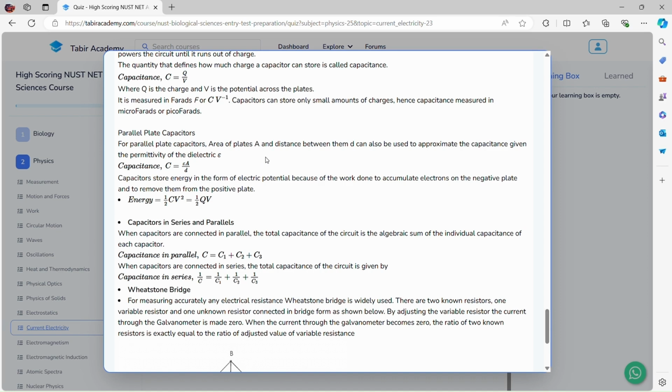Capacitors store energy in the form of electric potential because of the work done to accumulate electrons on the negative plate and to remove them from the positive plate. Energy equals 1 over 2 CV squared, which is equal to 1 over 2 QV.